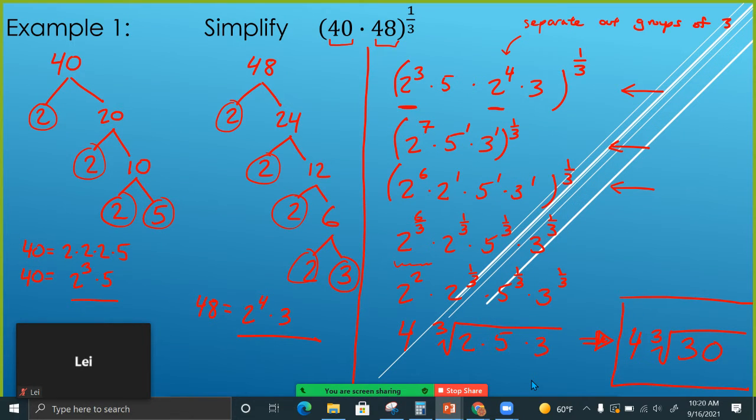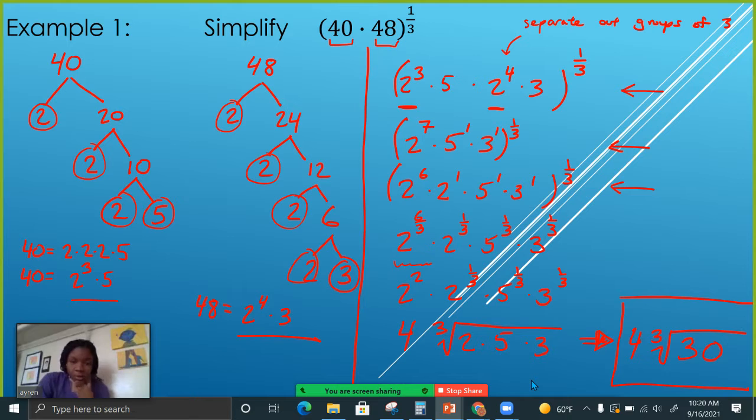Questions, concerns, comments? Did the 3 come from the 1/3? The 3 being on the little radical piece on that side? Correct. Absolutely. Yes, Aaron, that's exactly where it came from. So yes, that's where it came from.